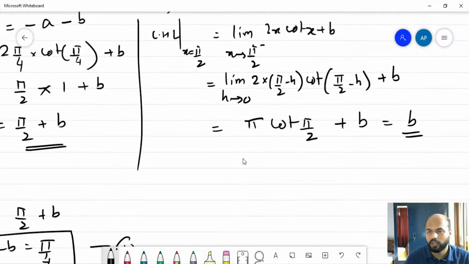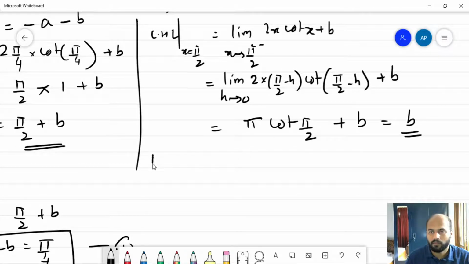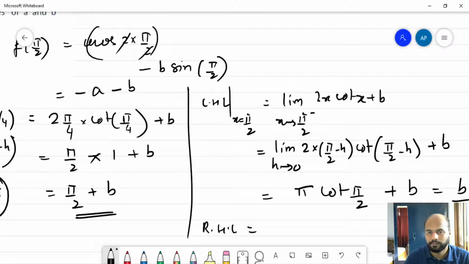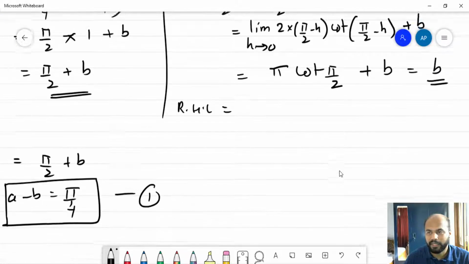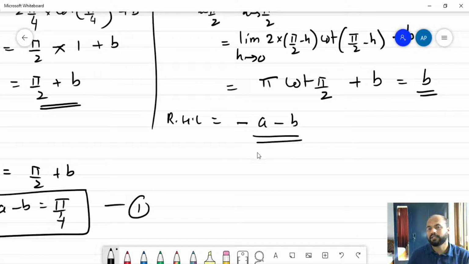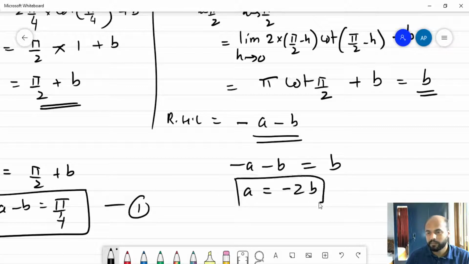Let us find the RHL also. As we found RHL already, the value of that would be minus a minus b. A similar value we are going to get, minus a minus b. Now when we equate this minus a minus b to b, you're going to get a is equal to minus 2b. So this is one equation.